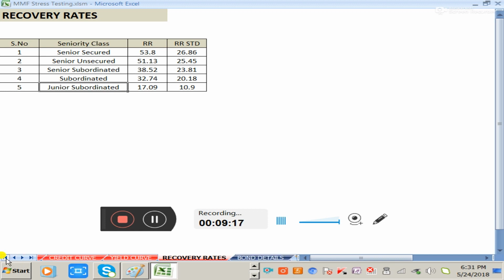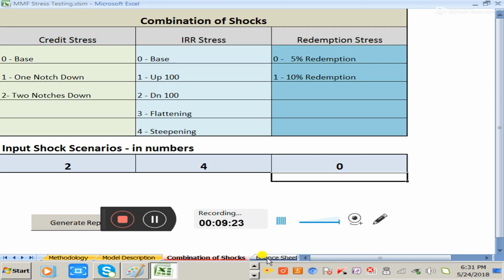Having given all these input sheets and are done, then I would really want to focus on the combination of shocks. As I've already told you earlier, the credit stress has 3 scenarios. One is a base scenario, which is the current credit rating. Then you are going to downgrade the credit rating of all investment securities by 1 notch down and 2 notches down. So these are numerically numbered as 0, 1, 2. Similarly, the IRR stress are of 5 scenarios. The base is the first one, 0. Then there are 4 scenarios which you already saw: up 100, down 100, flattening, and steepening.